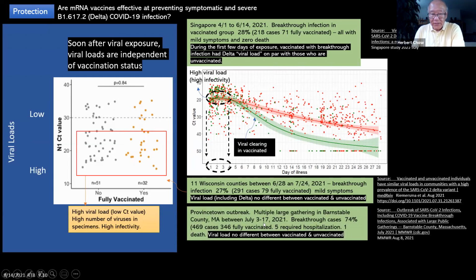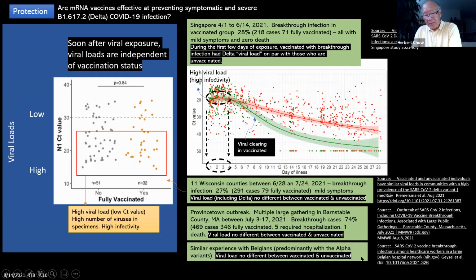During July 4th in Provincetown, there was an outbreak and there was a large gatherings and in multiple festivals and breakthrough cases was as high as 74%. So out of the 469 COVID cases, 346 of them were fully vaccinated. 5 of them required hospitalizations and 1 was severe enough that died. And again, if you look at this set of data, you cannot tell just by the number of viruses in a specimen whether someone's vaccinated or unvaccinated.